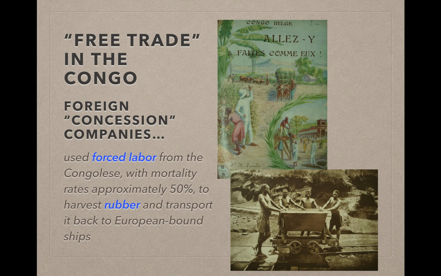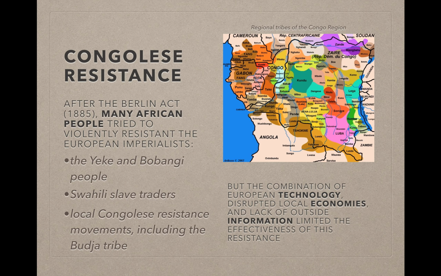And so these foreign concession companies generally used things like forced labor from the Congolese, and sometimes you had mortality rates of up to 50%. That meant half of the people that worked died. And what they were doing was they were harvesting rubber, which comes from trees, and you also had them working in copper mines, hunting elephants and collecting ivory, and all this went back to Europe.